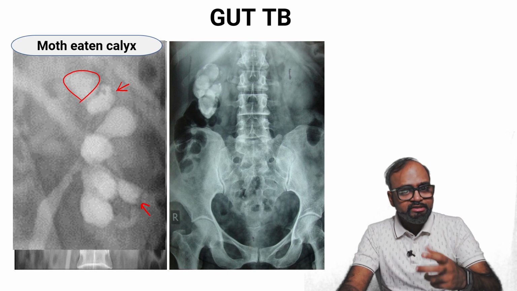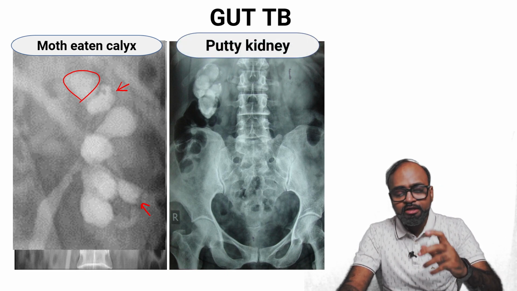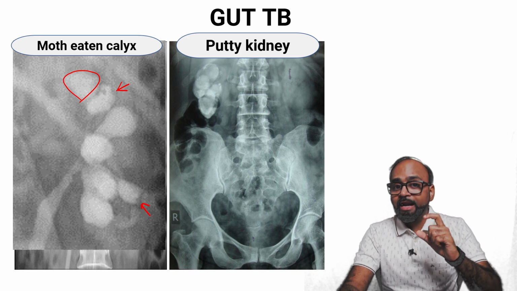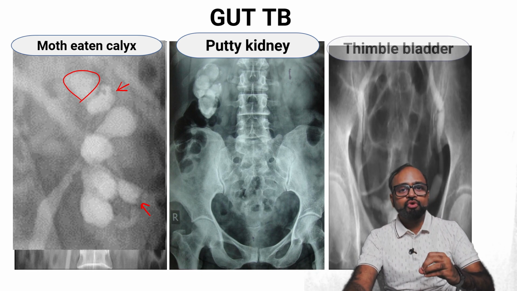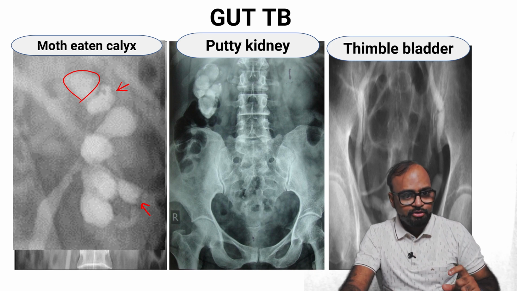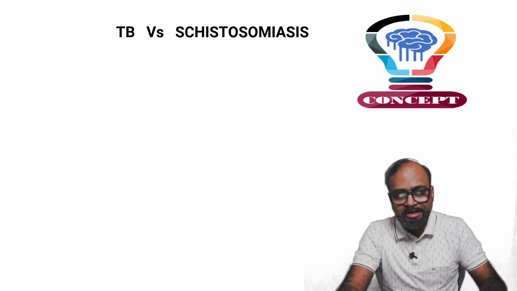In the late stages, the renal parenchyma gets diffusely, densely calcified. This is what is called putty kidney. And the bladder also gets fibrosed. The bladder capacity becomes very small. This is what is called thimble bladder. So these are important imaging features I want you to know. Each of these is a potential MCQ that could be asked in the exam.